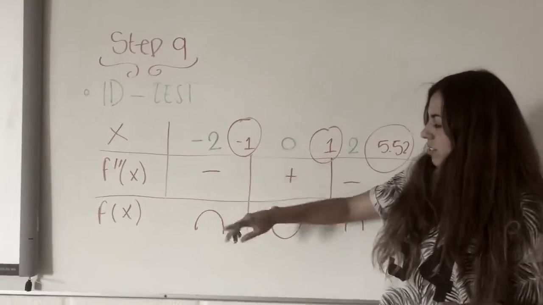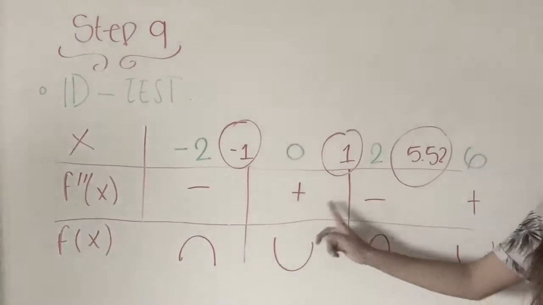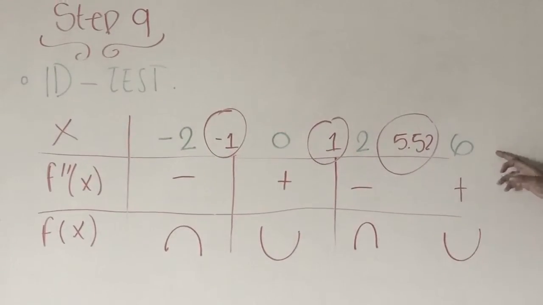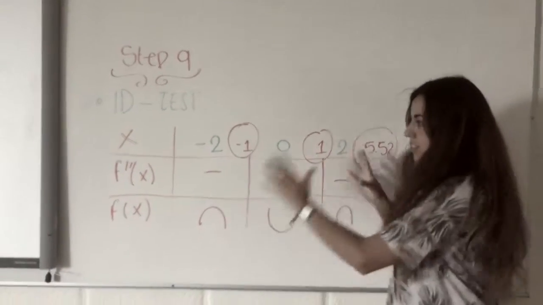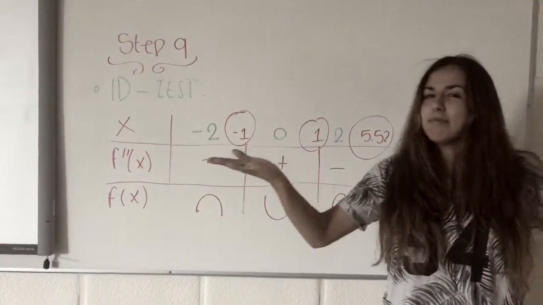You're going to get on the second derivative a minus, with a negative concavity, and then for the 0, you get a positive with a positive concavity, and then a negative for 2 with a negative concavity, and a 6, a positive with a positive concavity. And just before we finish, with these values and all of the information that we got before, we can do the graph, which is going to be the last step, step number 10. Thanks.